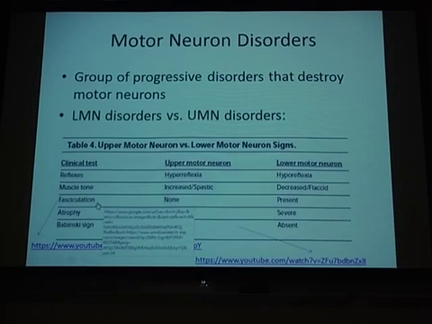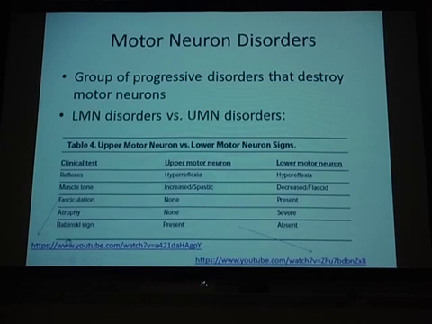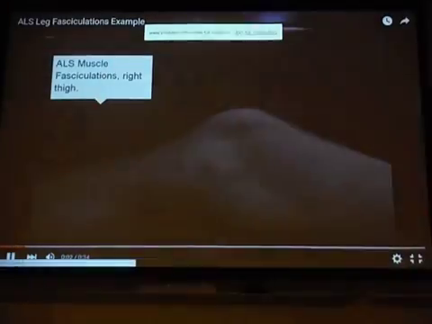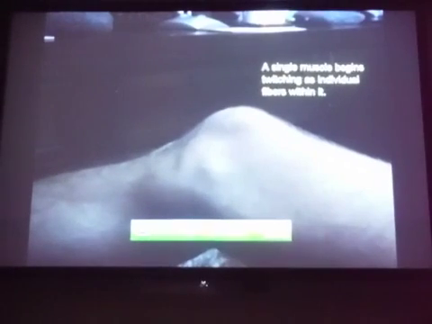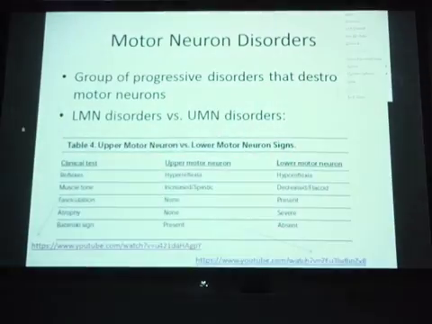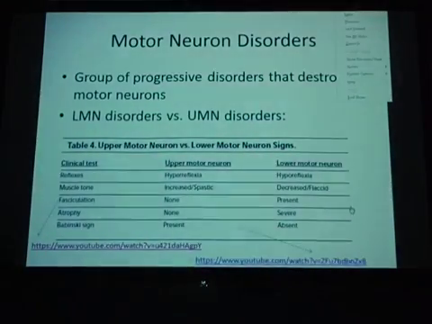I said I was going to show you fasciculations. Fasciculations are present with lower motor neuron disorders, not with upper motor neuron disorders. This is an example of fasciculations, I believe in ALS. Okay, so involuntary muscle contractions, again, that's an issue with the lower motor neuron.